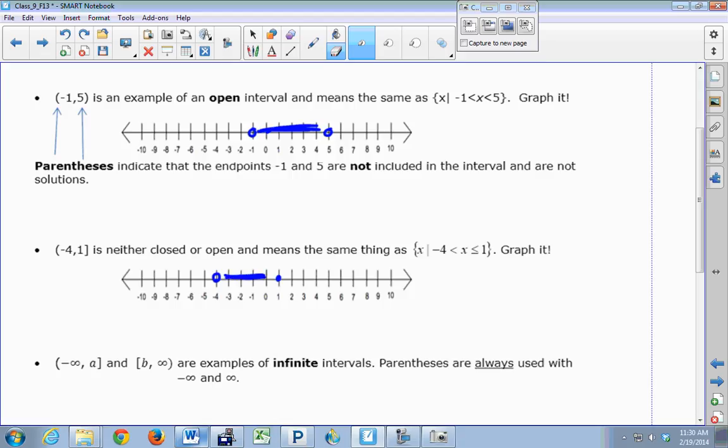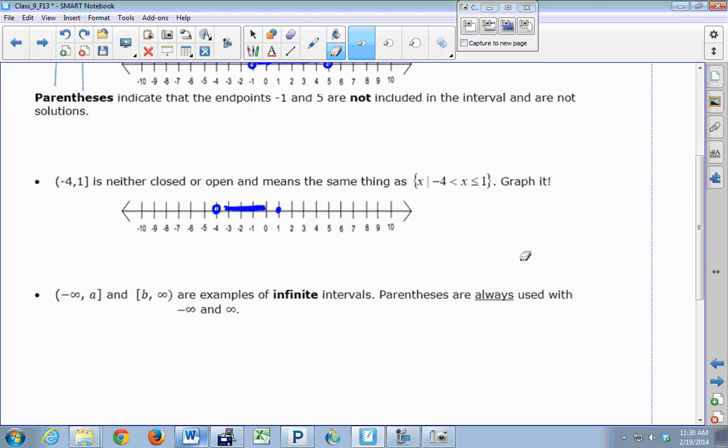All right. When we have intervals that involve either negative infinity or positive infinity, just remember that whenever you're using negative infinity or positive infinity, you must have parentheses, either before the negative infinity or after the positive infinity. These are called infinite intervals.